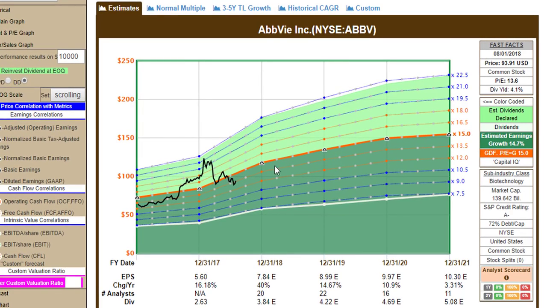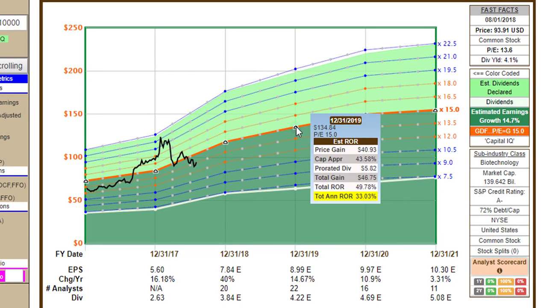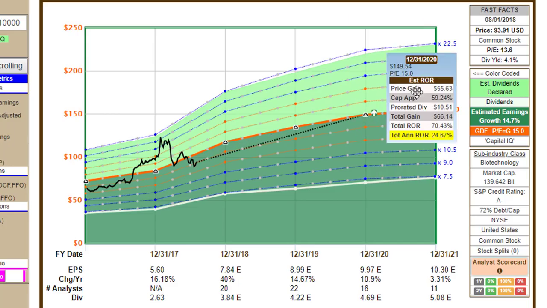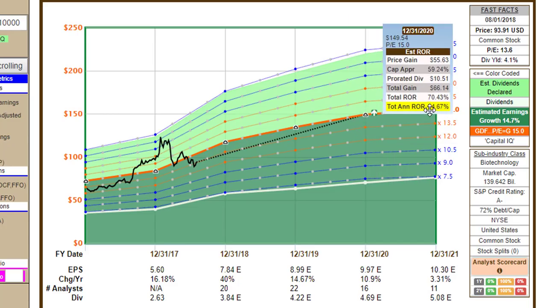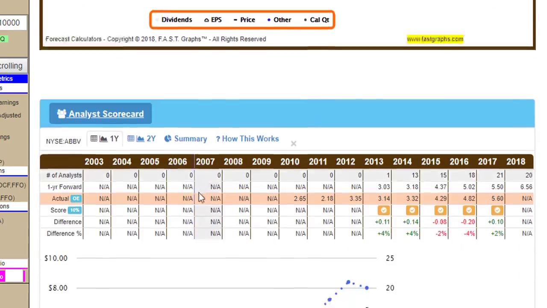But if you look at this stock trading at its normal PEs of between 15 and 16 that I was showing you earlier, at the 15 PE, that would represent an annualized rate of return of over 30% a year through 2019. And if I go out here to 2020, again, a little further, it still would be a 24.67% return.